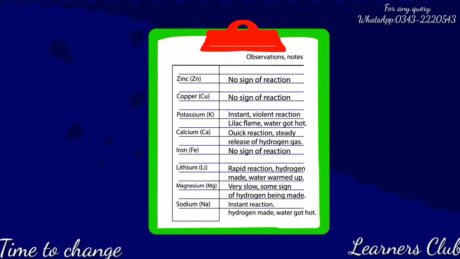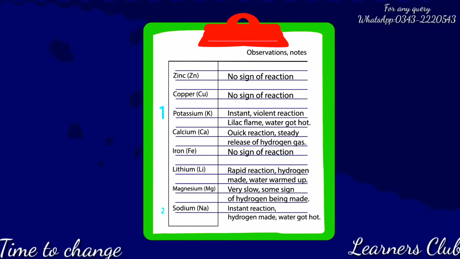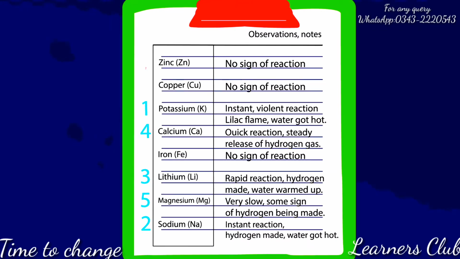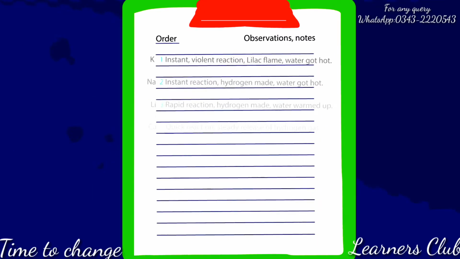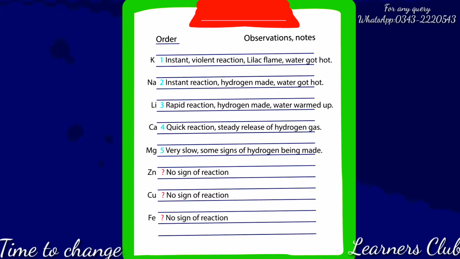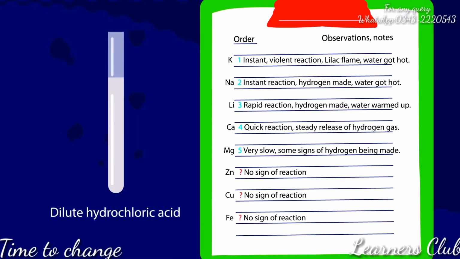How did you do? From the results, some can be ranked, but others appeared to be the same. Let's rewrite the list. If the experiment is repeated with dilute hydrochloric acid, we can reveal the different chemical reactivity of the metals that have not yet been ranked.